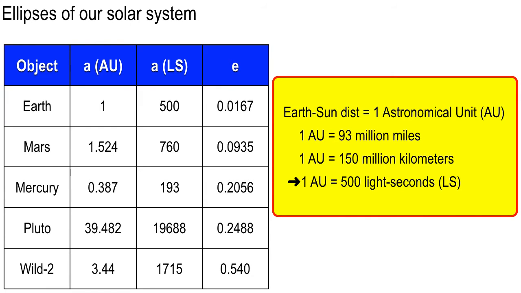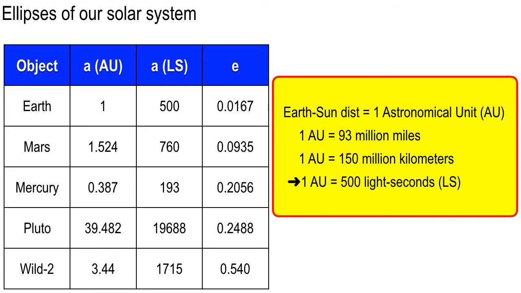All right. Now, the fourth column over, E, that's the eccentricity. Eccentricity is a numerical ratio. It doesn't have a unit. So I wouldn't write it as so many astronomical units or so many light seconds. It's just a ratio of two distances. In physics, we would call it dimensionless. It's a dimensionless ratio.